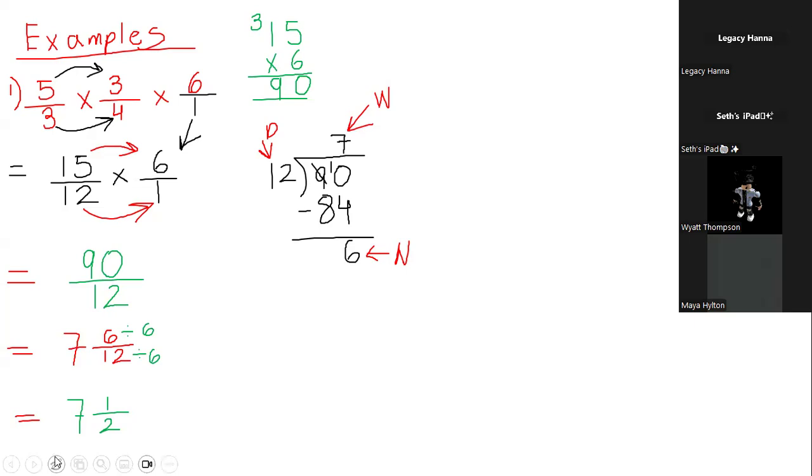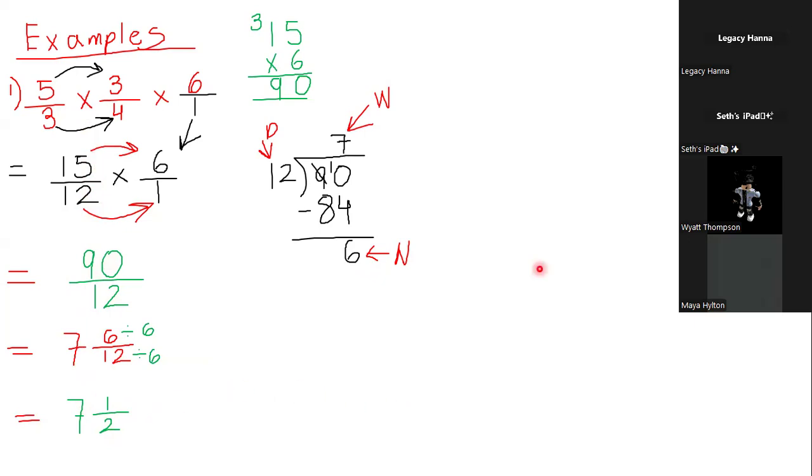That don't make sense. If you do not understand, you have to let me know you don't understand before we reach to the end. Maya, do you understand how we got this? Yes, sir. How about you, Lincoln? Yes, I understand. And Wyatt, do you understand how we got this? Yes, sir.